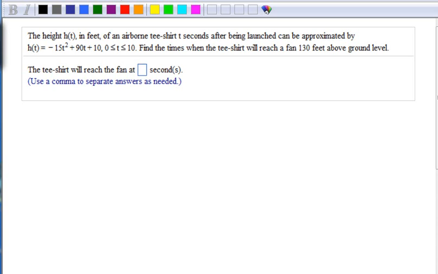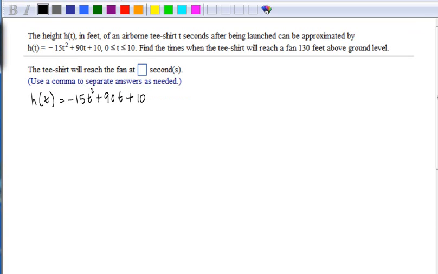Find the times when the t-shirt will reach a fan 130 feet above the ground. The first thing to notice in this word problem is they give you the formula. So let's go ahead and write that down first. Now, the goal of word problems where they already give you the formula is basically just to figure out what the variables represent and be able to answer the question.